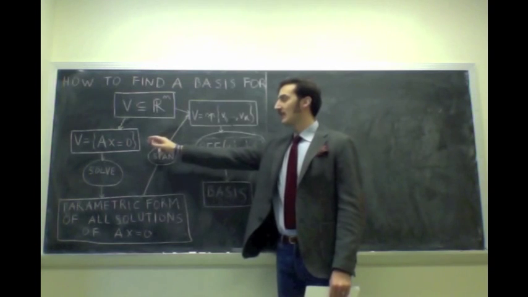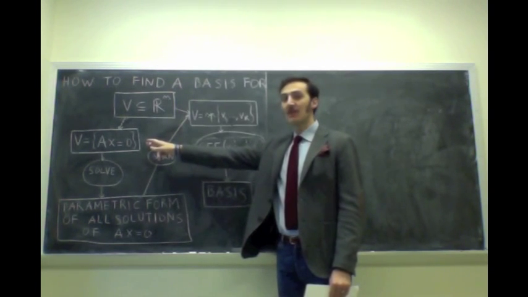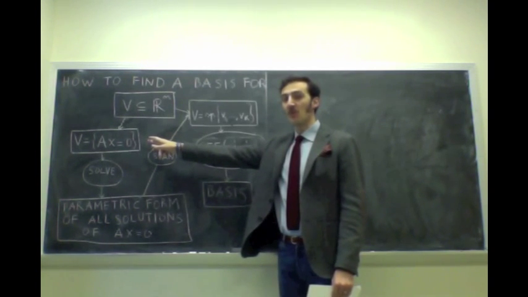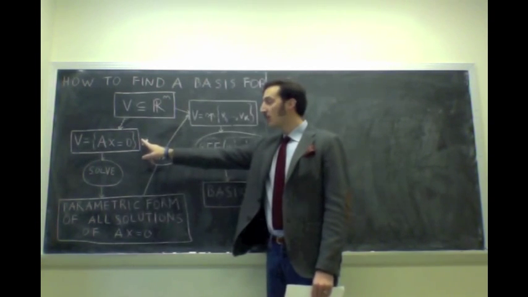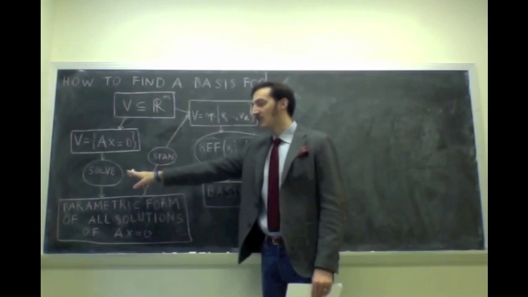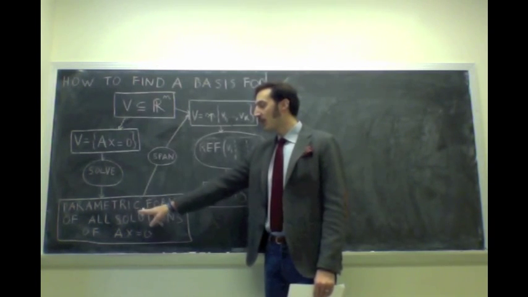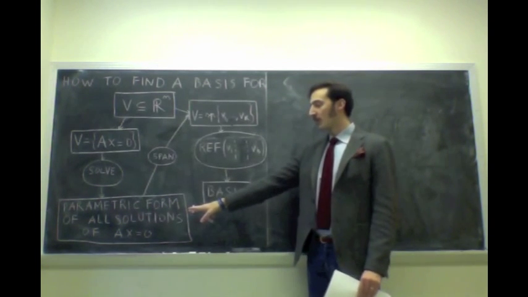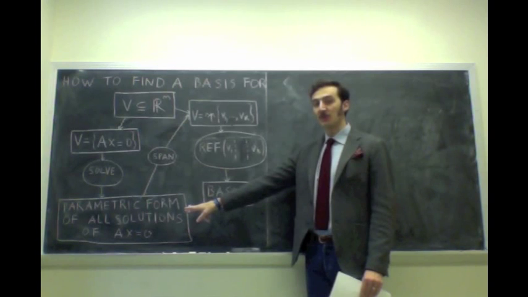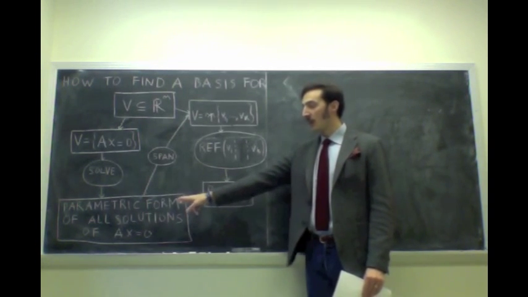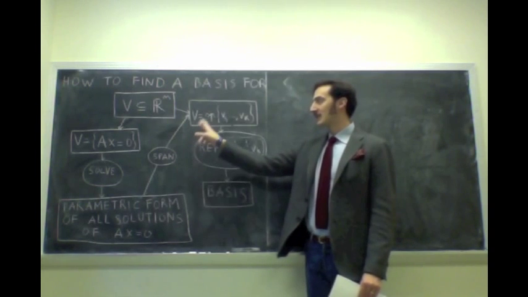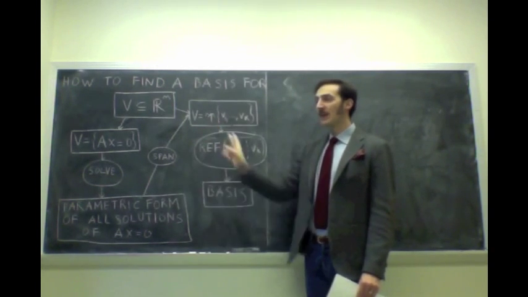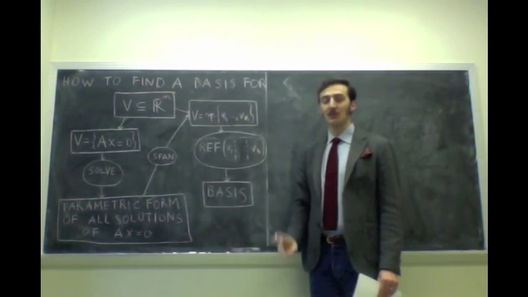In the second case, the vector space is given as the set of the solutions of a system of homogeneous linear equations. In this case, we first have to solve the linear system and find the parametric form for all the solutions of the previous linear system. Once we have the parametric form, we can rewrite this as the span of something, and then we simply call back the previous procedure. Let's see one example.